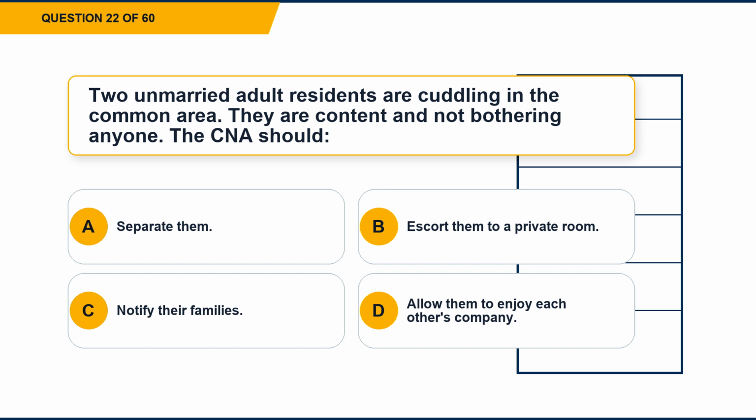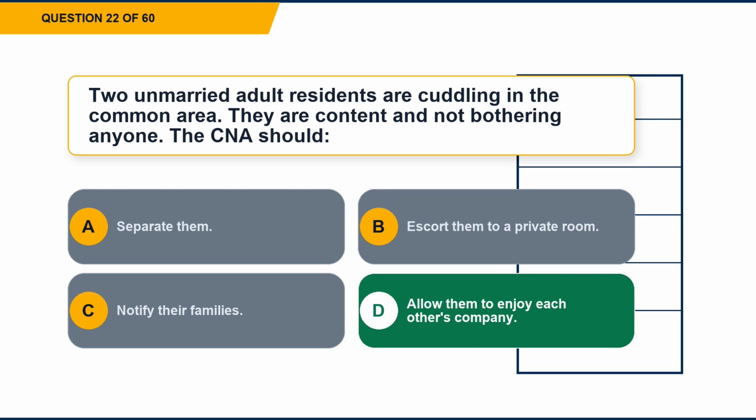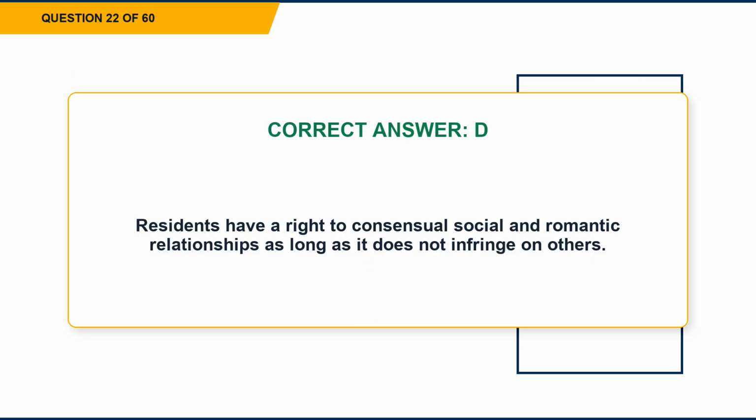The correct answer is option D, allow them to enjoy each other's company. Explanation. Residents have a right to consensual social and romantic relationships as long as it does not infringe on others.